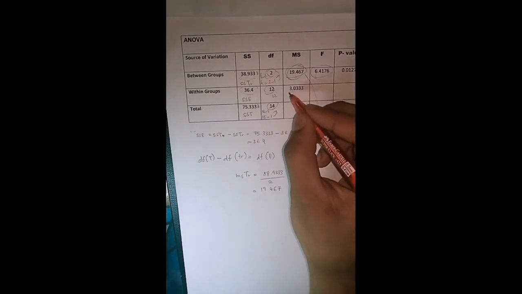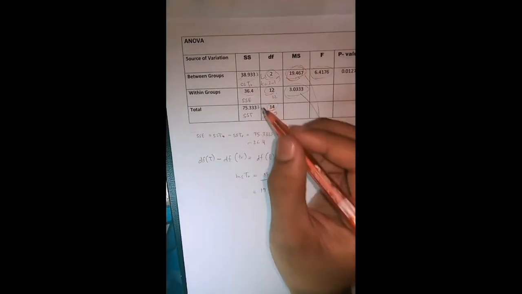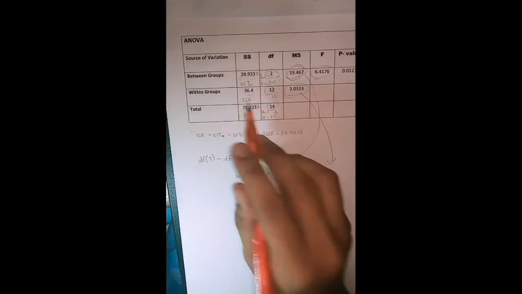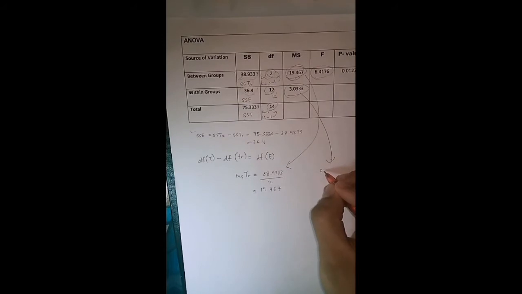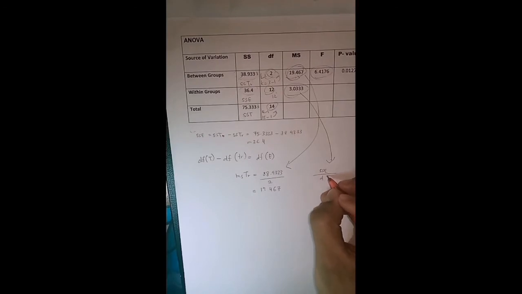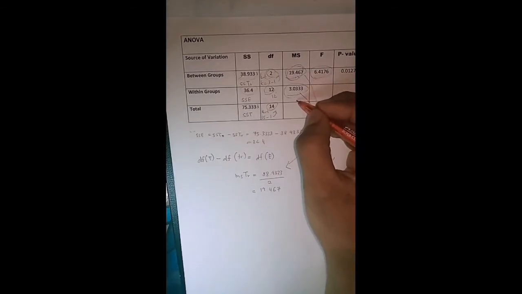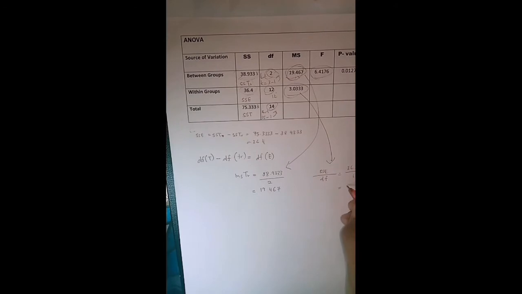How do we get this one? MSE is SSE divided by its degree of freedom. So we get 36.4 divided by 12, and the mean square for within group is 3.0333.